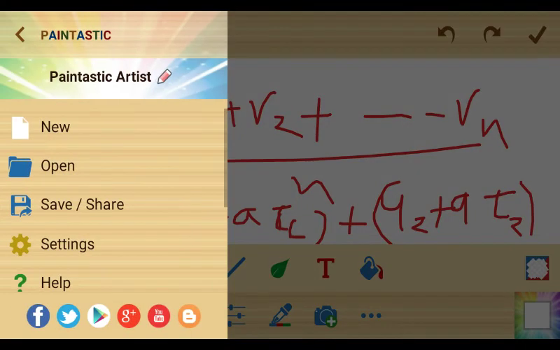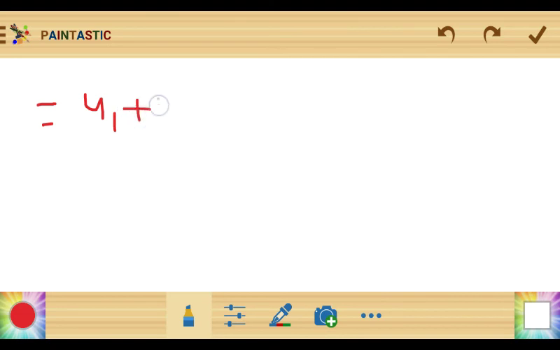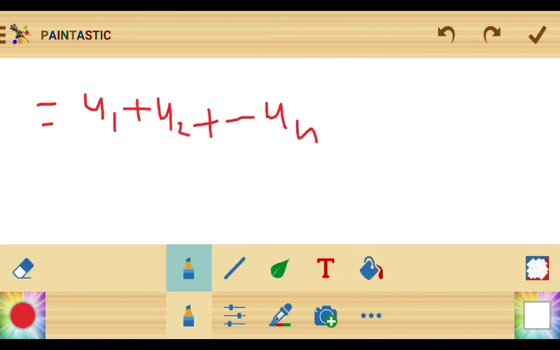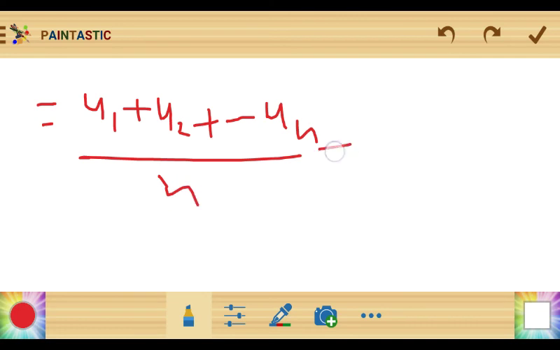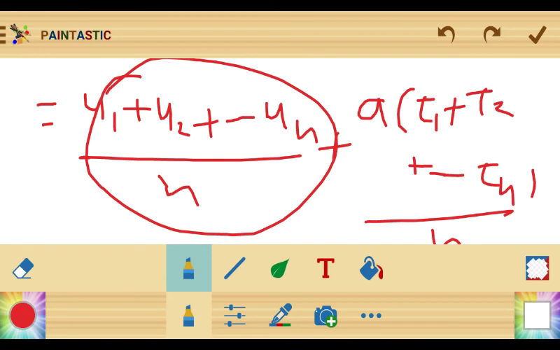Now on solving this, we can take out u1, u2 separately: (u1 + u2 + ... + un) upon n, this is one term, and the remaining terms, we can take out a, and (tau1 + tau2 + ... + tau n) upon n. We know from the first equation this average initial velocity is 0. So only the term left is a times (t1 + t2 + ... + tn) upon n, which is the average relaxation time.